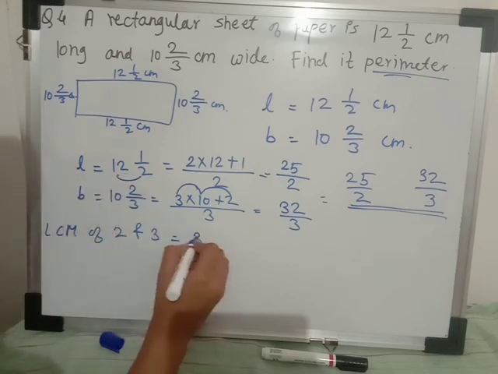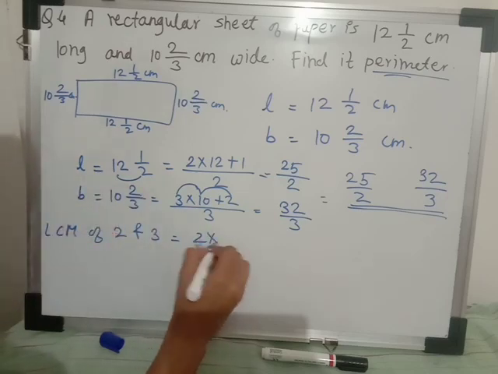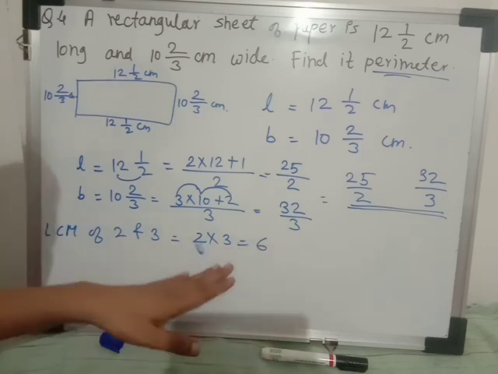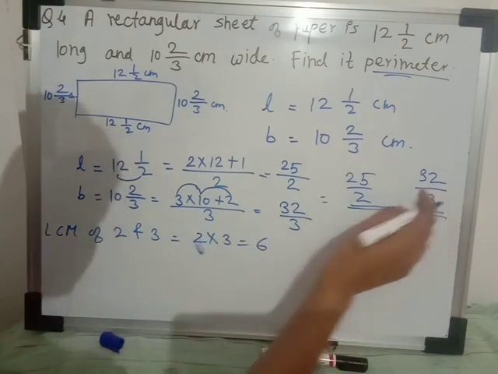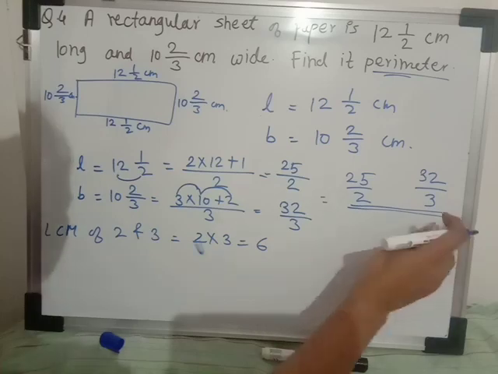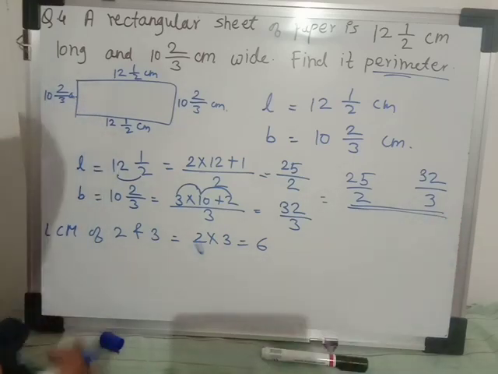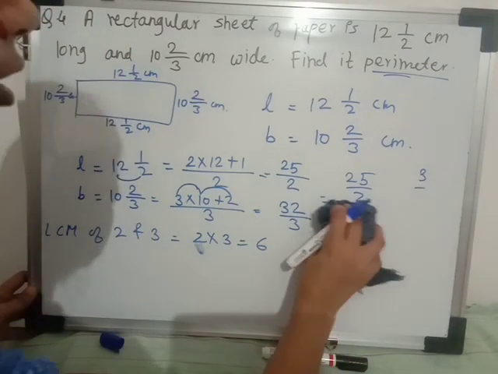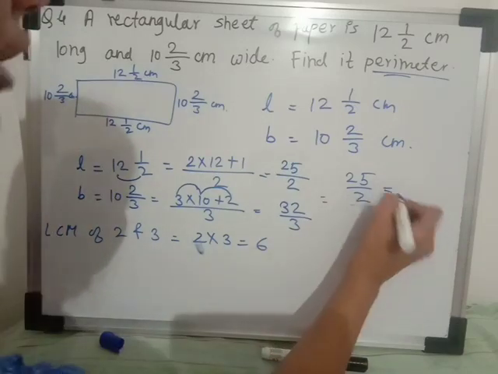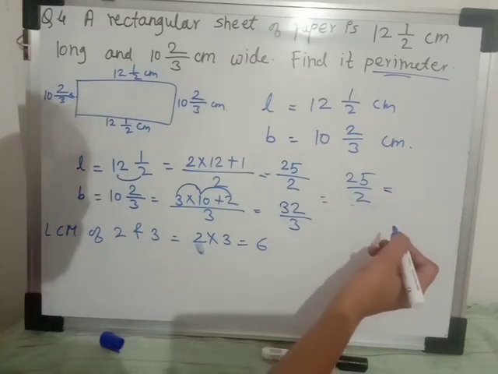So here 2 multiplied by 3 is equal to 6. So our denominator will be 6. Okay, so our first fraction is, here I will write. Which number I will multiply with the 2 so that I will get 6? That is 3 only.